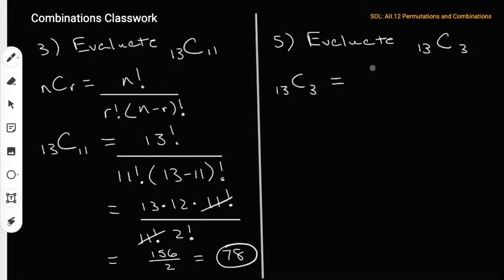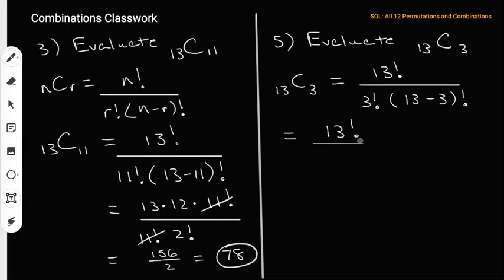That's my total number. So I get 13 factorial at the top. And I'm going to be dividing by 3 factorial. That's my r value. Times n minus r. That's 13 minus 3. And then I put the factorial on the outside of the parentheses. So now 13 factorial, I'm going to leave at the top for now. I know that I still have 3 factorial at the bottom, and I also have 13 minus 3, which is 10. So I'm going to have 10 factorial.